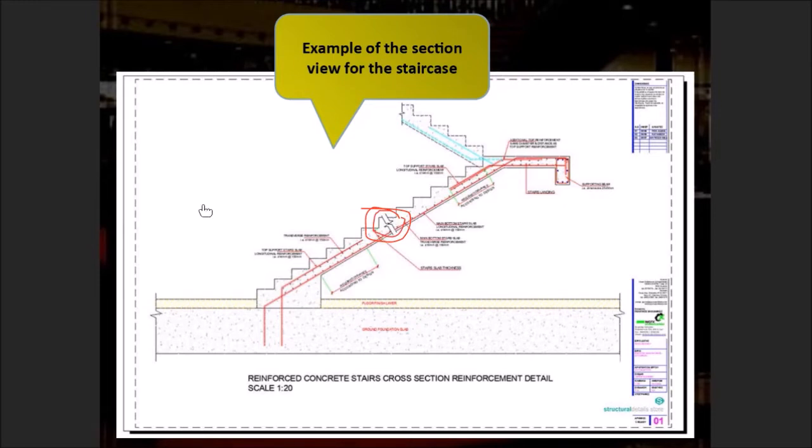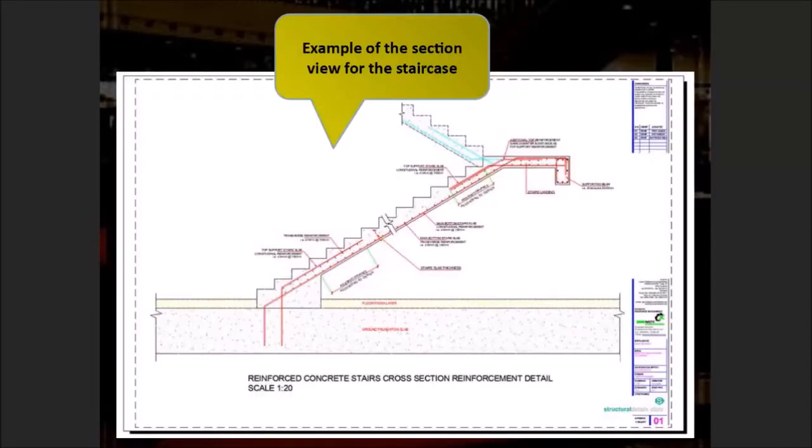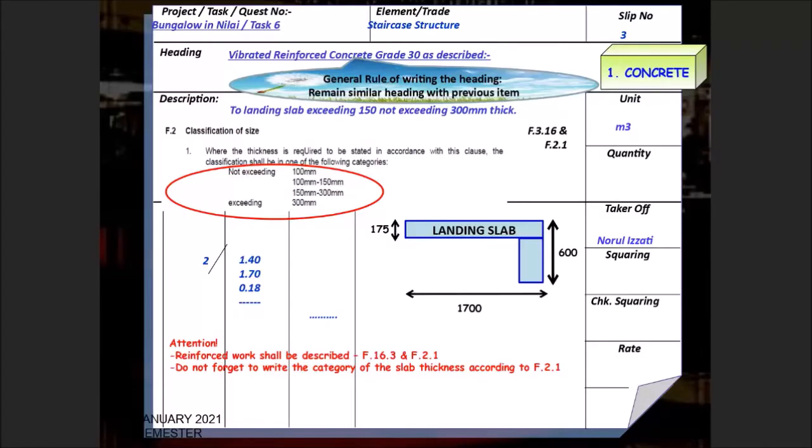In order for you to know how many steps are available, maybe you have to check the layout plan from this one. You can see the number of steps available. That is the pattern of the drawing. The drawing may be different. The pattern of the drawing may be different.